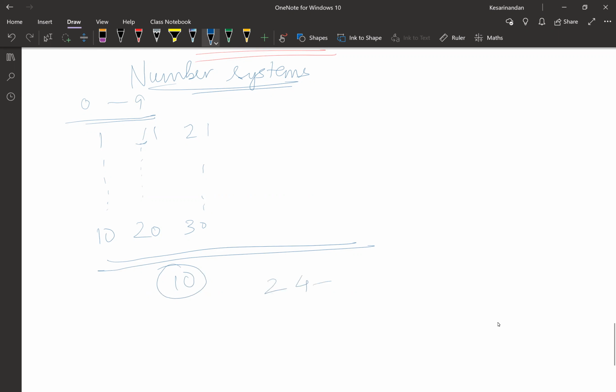24, how does it derive its value? This is 2 into 10 plus 4. This is the base, and that's why this 10 is the base of our number system that we use.